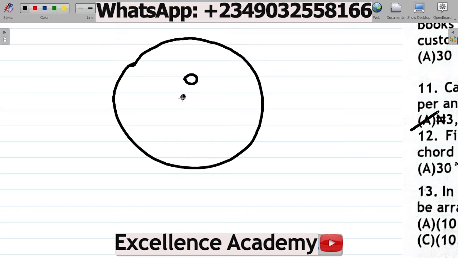From here, we'll take a chord to somewhere here. We'll call this point A. And then let's take another point here, B. So we'll join this to this. So we have this here. They said by a chord which is equal in length to the radius of the circle. So let's have a chord AB. All right. The chord there is AB.